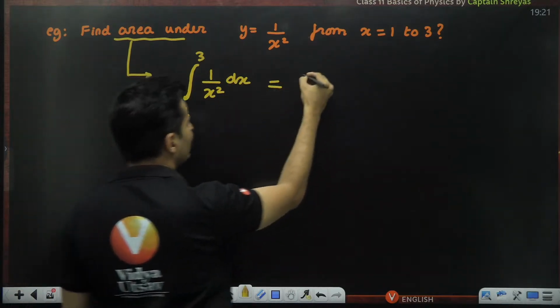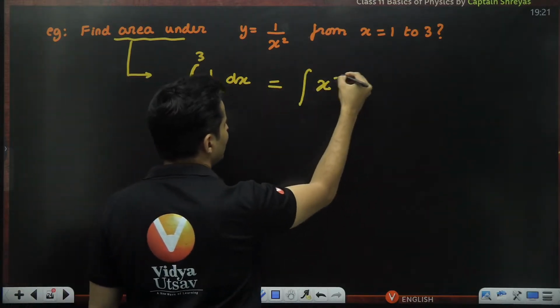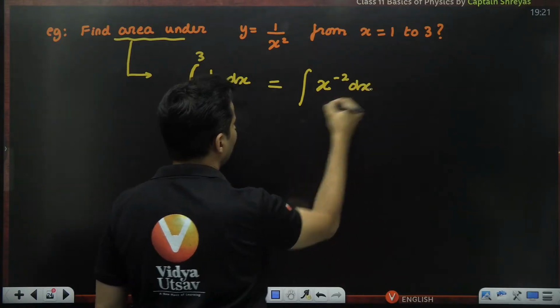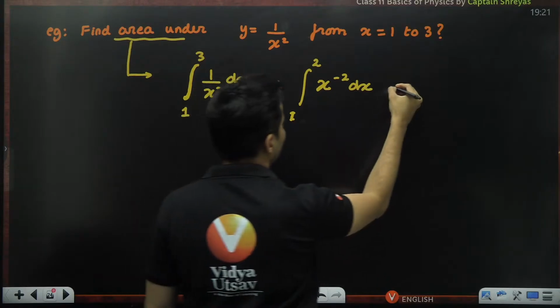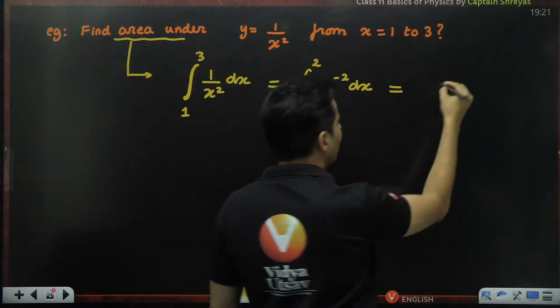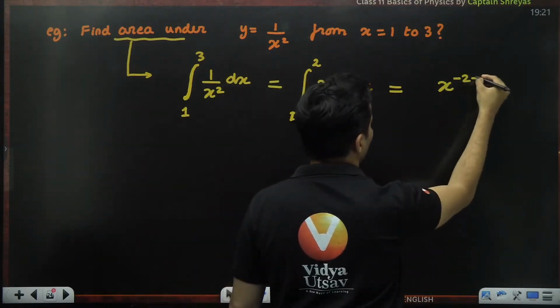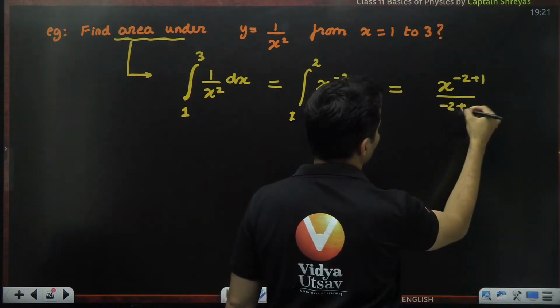This is 1 by x square, so I will put it as x raised to minus 2. That is a better way to do it. So this is 1, this is 1, this is 3. What is the integration of x raised to minus 2? It is x raised to minus 2 plus 1 by minus 2 plus 1.